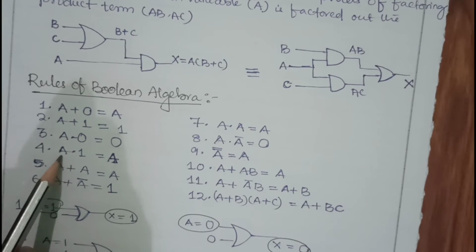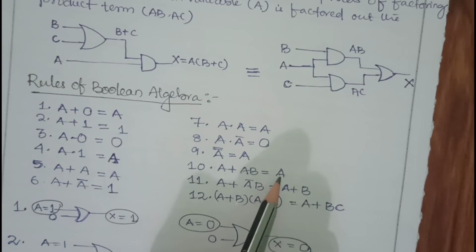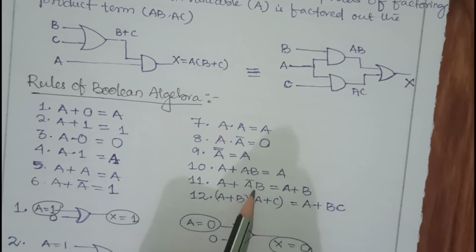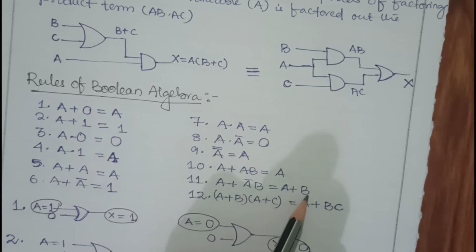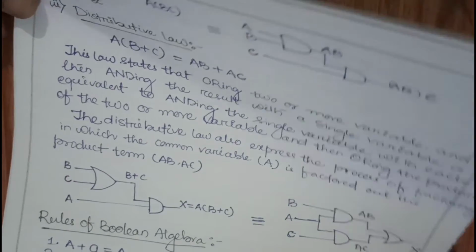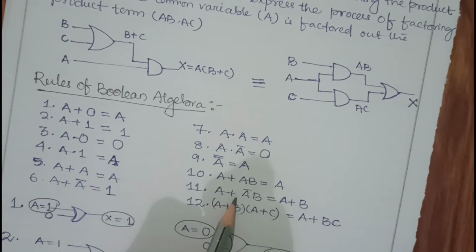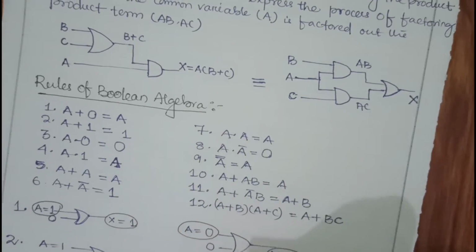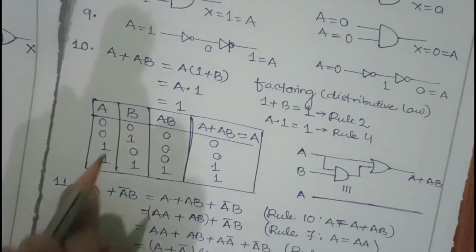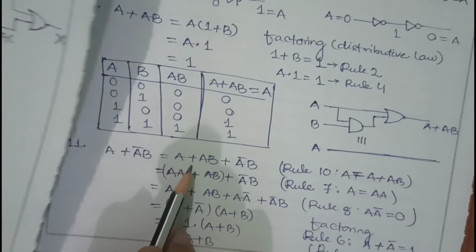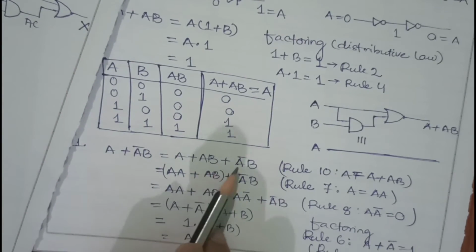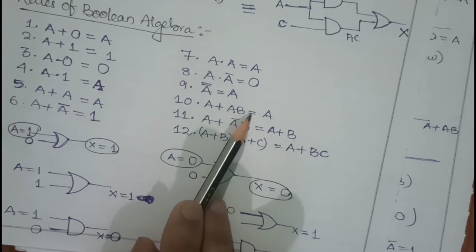Again using this formula, A dot 1 is nothing but A, so I will get A. Similarly, A plus A bar B is nothing but A plus B. How? Here you are going to use the distribution formula: A plus A bar B can be written as A plus AB plus A bar B. Here we use this 10th rule.